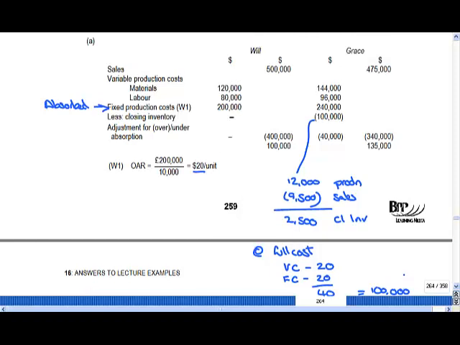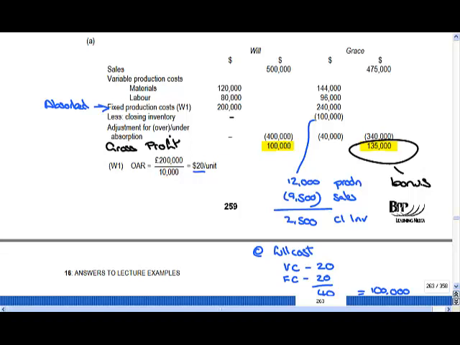So the gross profit for these two then, 100,000 for Will and 135,000 for Grace. Okay, so this is their gross profit. Now on that basis, Grace looks as though she is the better performing manager, so Grace will get the bonus. Now if you have a look at it, you can argue that that doesn't seem very fair. She's made less sales than Will, and yet she's got more profit. How has she managed to do that?